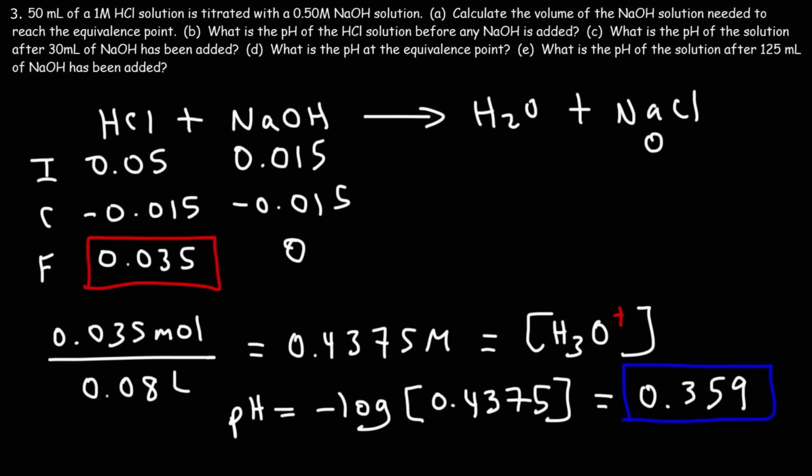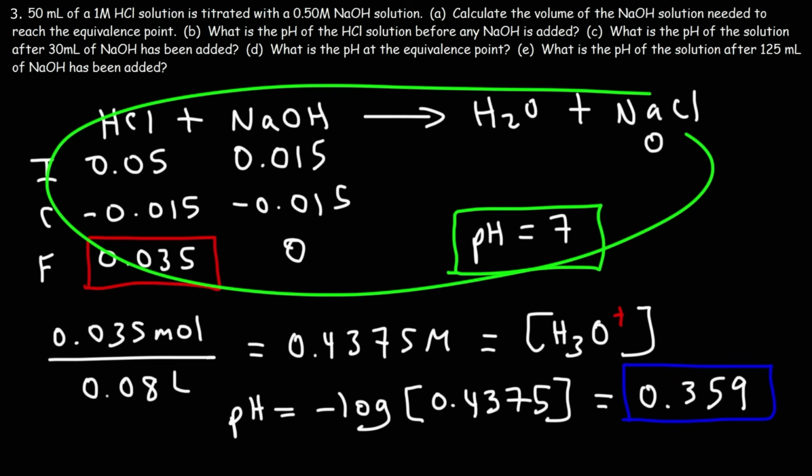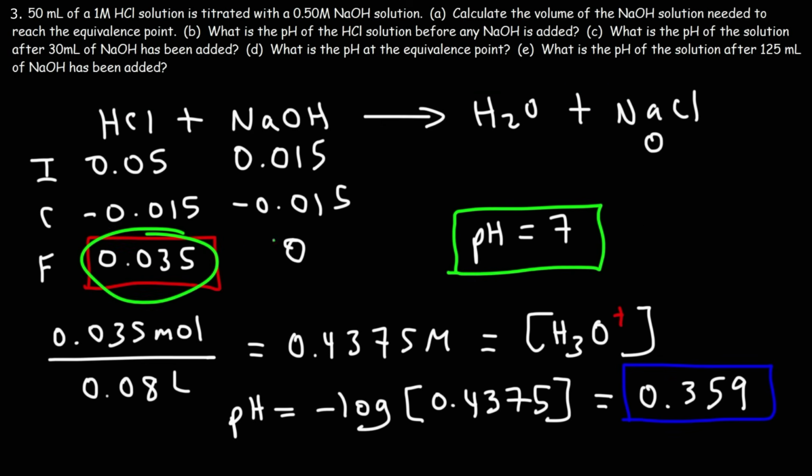Now for part D, what is the pH at the equivalence point? So what is it going to be if we were to add 100 milliliters of sodium hydroxide to the acid? At the equivalence point, the pH is going to be 7. Remember, this is a strong acid, strong base titration. At the equivalence point, the pH will always be 7 for that type of titration. And you could follow the same steps here. What's going to happen is these two numbers will go to 0. And so you just have pure water. And the pH is going to be 7.